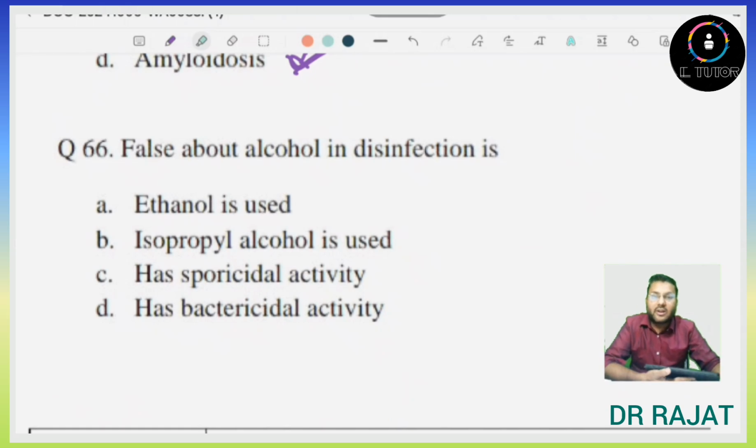False about alcohol in disinfection is ethanol is used. This is true. Isopropyl alcohol is used. This is also true. Has sporicidal activity? No. Has bactericidal activity? This is true. So the alcohol do not have the sporicidal activity. So option number C is false.